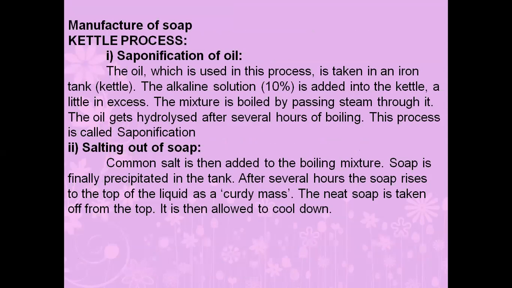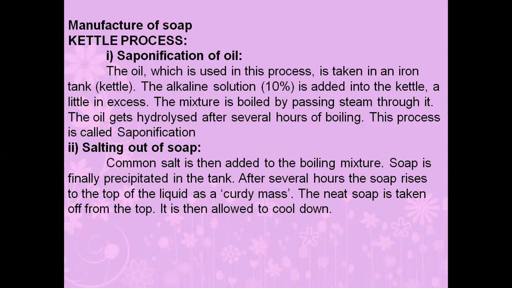So next, how to manufacture the soap. In the kettle process, we make soap. There are two steps involved in this process, that is saponification of oil and salting out of soap. The first process is saponification of oil. The oil used in this process is taken in an iron tank, that is kettle. The alkaline solution 10% is added into the kettle, a little in excess. The mixture is boiled by passing steam through it. The oil gets hydrolyzed after several hours of boiling. This process is called saponification.